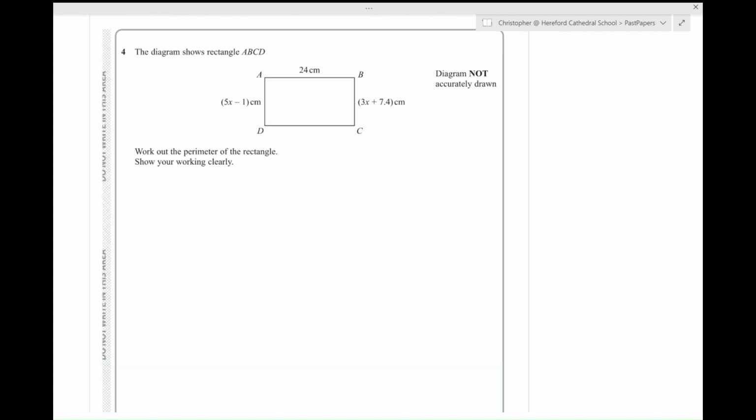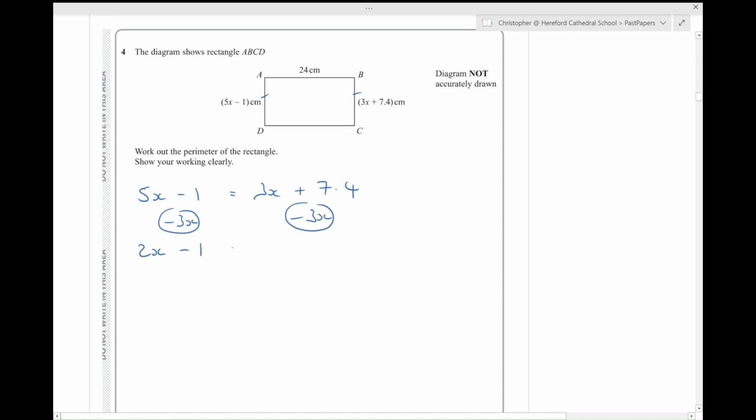Question 4. Right, well, I've got a rectangle, so I know that AD is equal to BC. So I know that 5x minus 1 equals 3x plus 7.4. So I could solve that equation to find out what x is. See which side has the least x's and get rid of them. 2x minus 1 equals 7.4. Add 1 to both sides. 2x is 8.4. So x is 4.2.